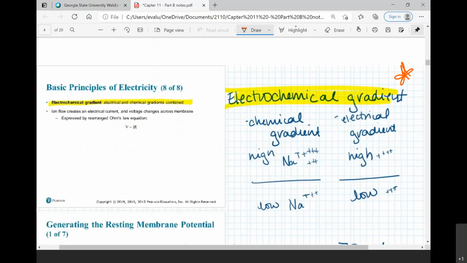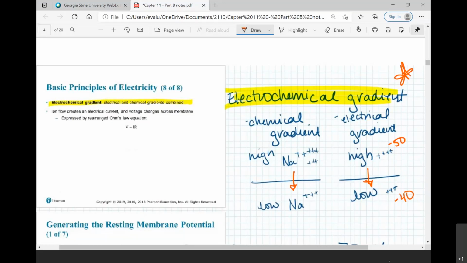A chemical gradient is going to be the movement of the ions, so we are moving from high to low ion concentration, whereas with an electrical gradient, we are moving from high voltage to low voltage, or this low voltage could be negative. So think about high versus low: this could be -50 and this could be -40. That is still closer to 0, so that is still low.